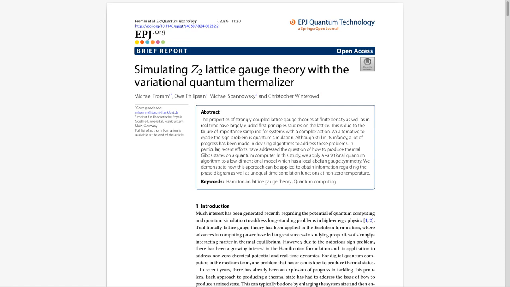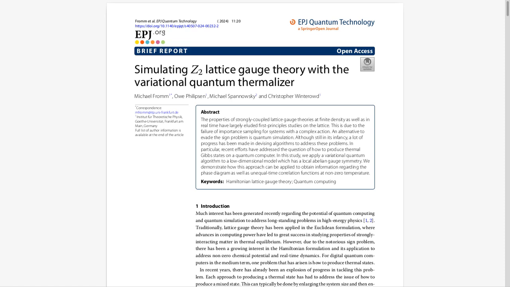In this case, the researchers used the VQT to simulate a simplified model called the Z2 lattice gauge theory. Okay, hold on right there. That sounds like the perfect place to pause. We'll be back in a moment to unlock the secrets of the Z2 lattice gauge theory. Don't go anywhere. And we're back.